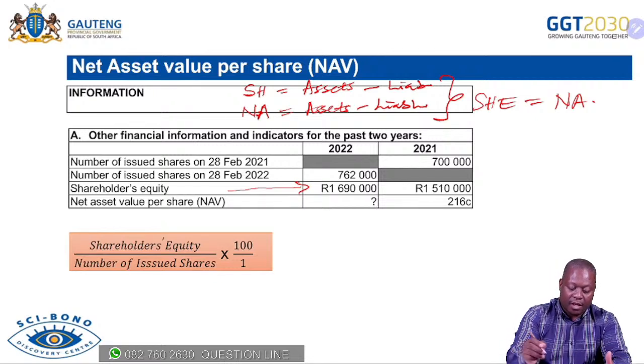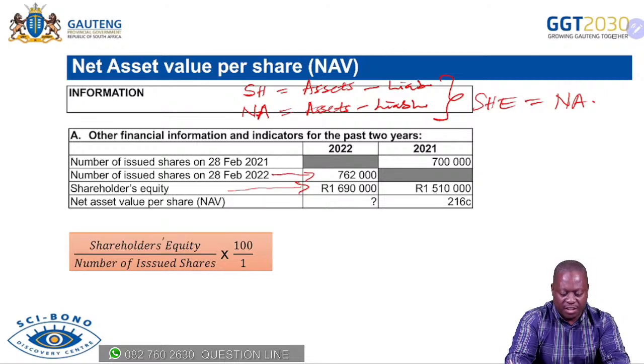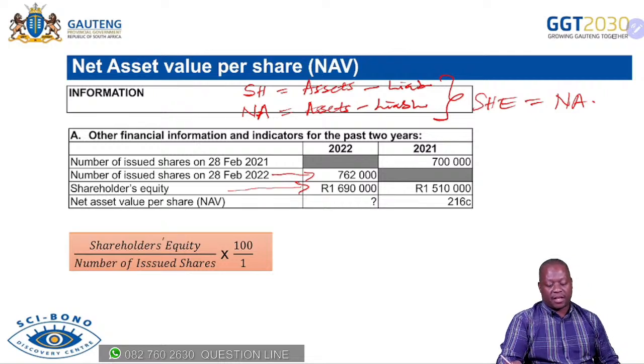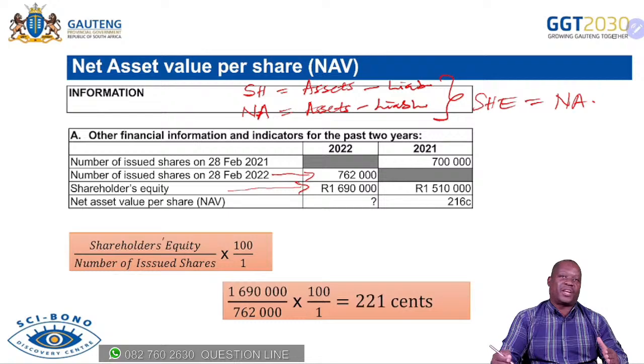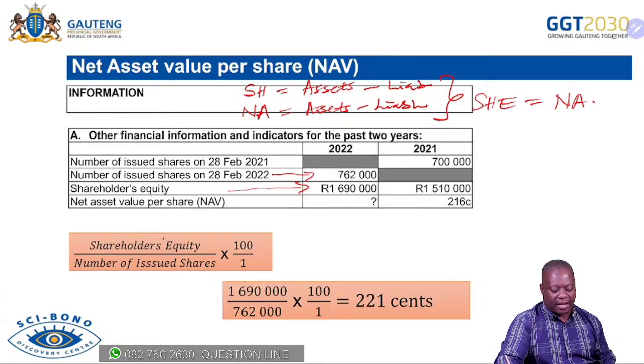1,690,000. And then we need the number of issued shares at the end of February 2022. It's 762,000 shares. Let's take this information into our formula. You know, when you've got the correct information, the correct formula, everything else to be done becomes painless.